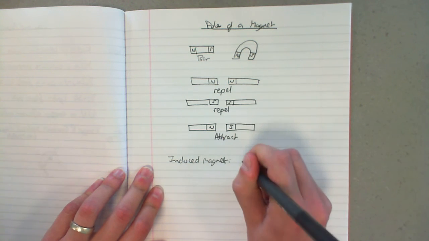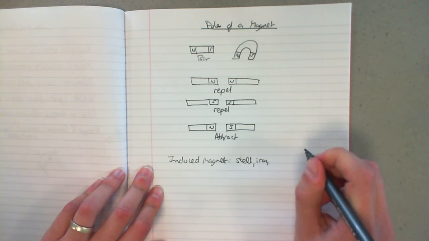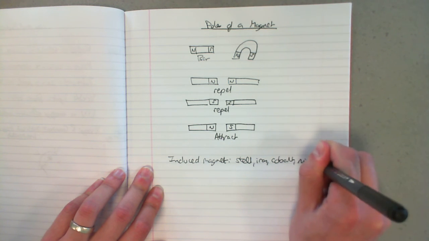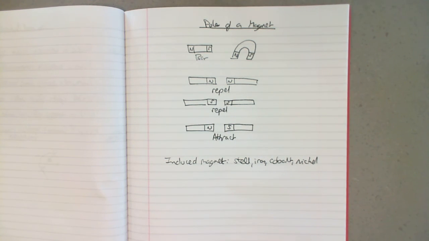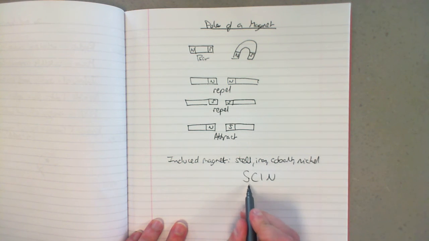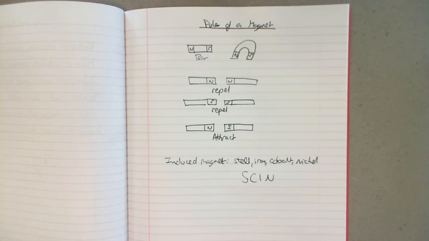So for example, steel, iron, cobalt, nickel. And the way I remember this is SCIN, S-C-I-N: steel, cobalt, iron, nickel. It's really important to remember that copper is not a magnetic material. Copper is not an induced magnet.